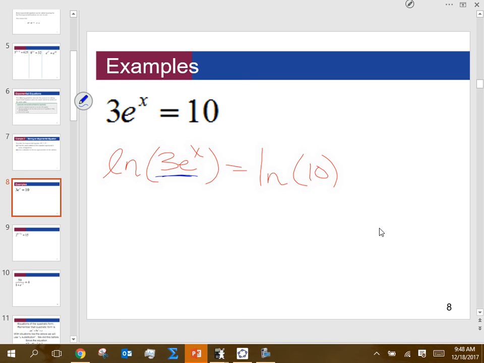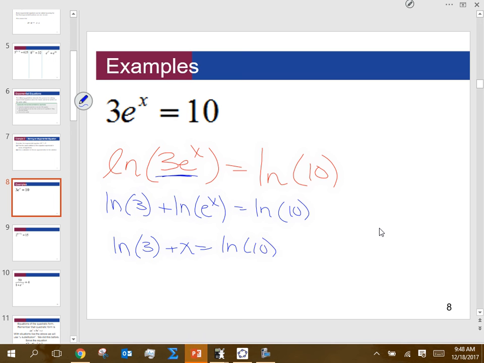Because when I look at that, doesn't that mean ln of 3 plus ln of e to the x? Did everyone do that on Friday? I have a product of two things inside my argument. I can separate them as addition. And I got ln of 10 over there. Well, what's ln of e to the x? x. So we got ln of 3 plus x is equal to ln of 10, right? Okay, so how do I solve for x?